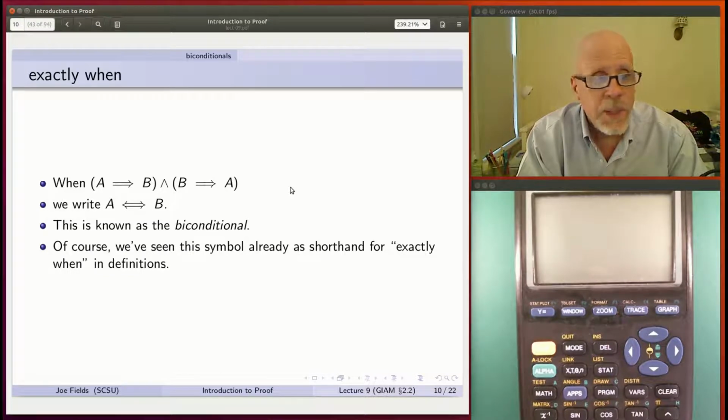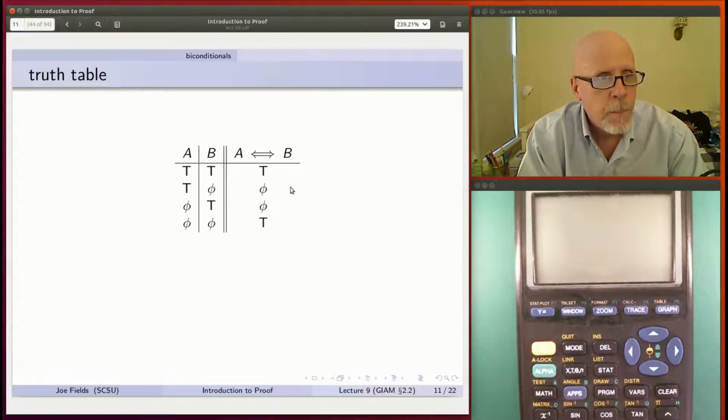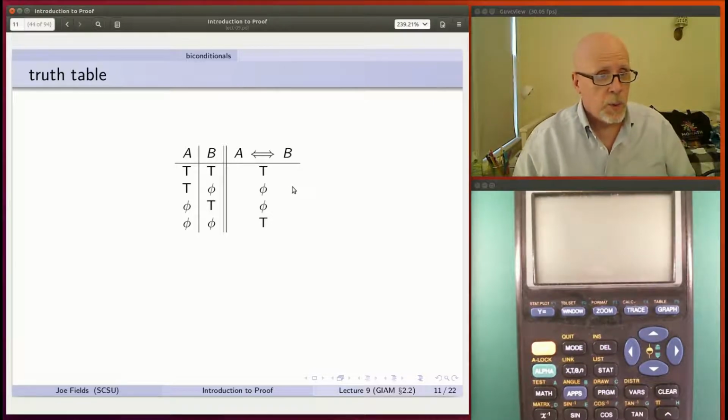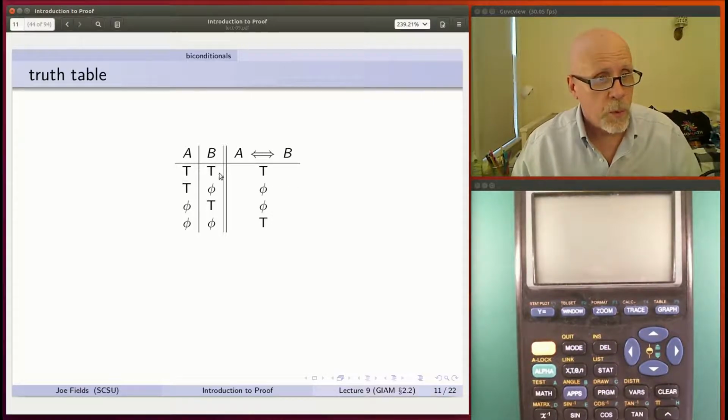Yeah, right. We've seen this symbol before when we were doing definitions. I used the phrase "exactly when" in definitions, but we then fairly quickly turned the words into that double-headed arrow. So here's the truth table for the biconditional. I'm not sure what I have to say about this other than that it's true in the top row where A and B are both true, and it's true in the bottom row where A and B are both false.